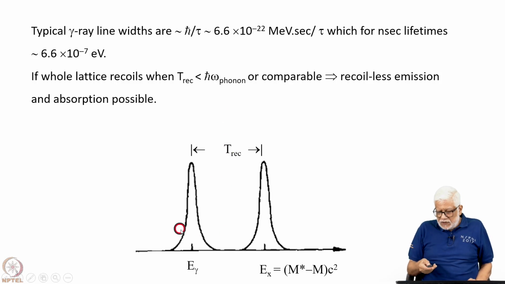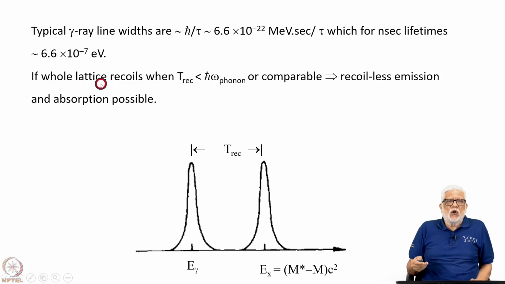So, on the other hand, of course, you also have to take into consideration the width of this gamma ray transition. This is just given by ħ/τ, where ħ is of the order of 7 × 10^-22 MeV·s. If τ corresponds to about a nanosecond, this turns out to be 6.6 × 10^-7 eV. So, this is much narrower than the recoil width.